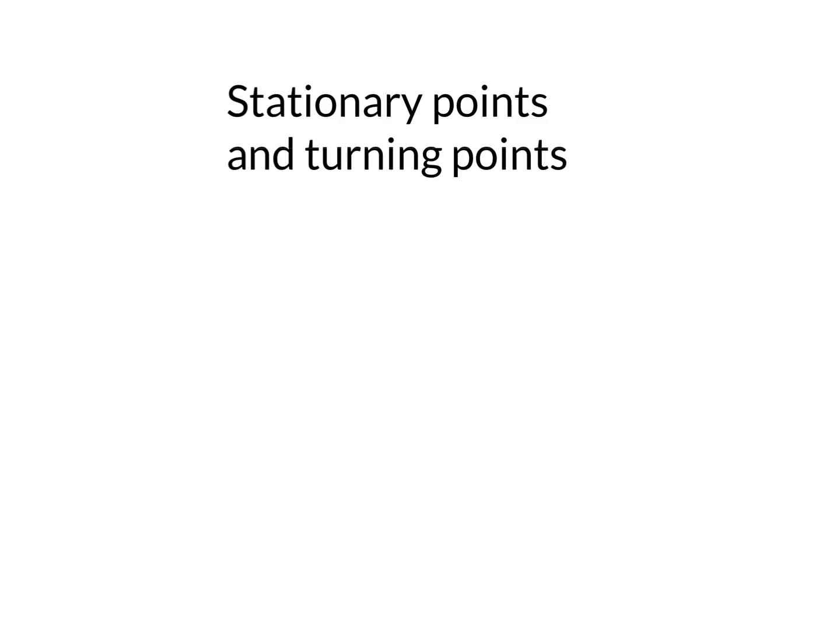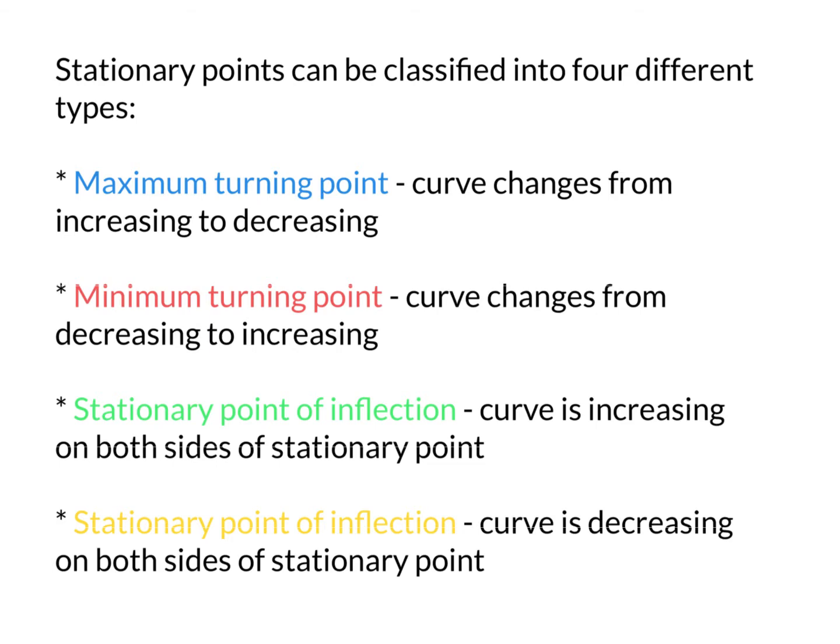Welcome to stationary points and turning points. So stationary points can be classified into four different types. So we have what's called a maximum turning point. That's where the curve changes from increasing to decreasing on either side of the stationary point.